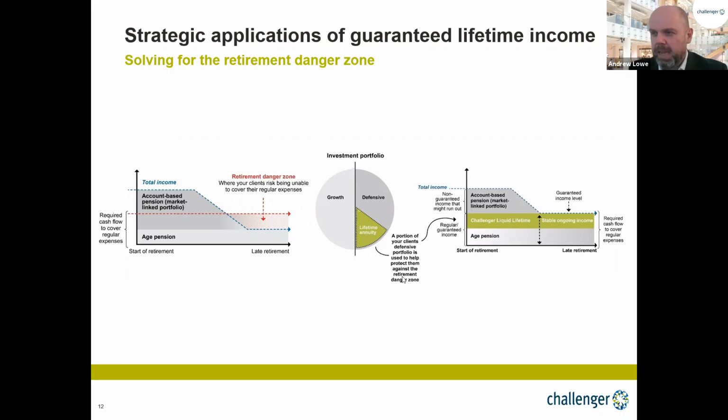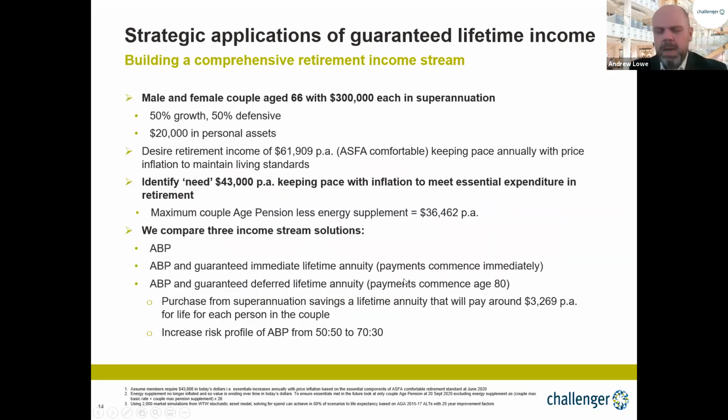We've got a couple of clients, or slide 14 as it is, with a modest level of assets, looking to protect a certain level of income for as long as they live, $43,000 a year in this particular case, but wanting to spend something like $61,900 for comfortable for as long as possible. And effectively, what I'm going to show you is using a tool that we make available to advisors, the Challenger Retirement Illustrator, either not using an annuity or using either an immediate annuity or a deferred lifetime annuity.